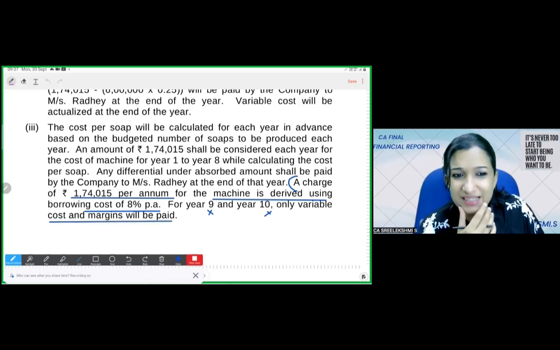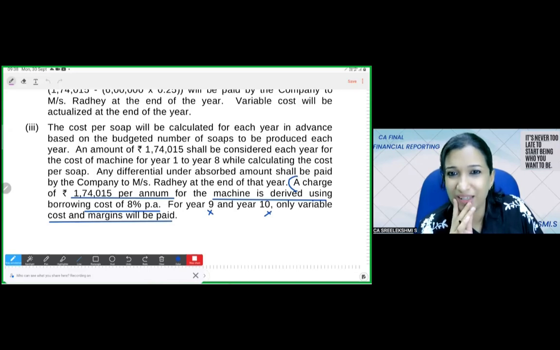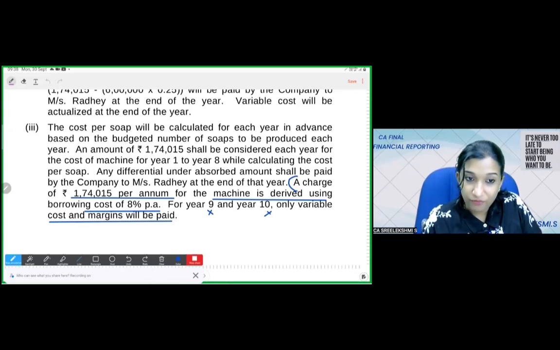Did you understand anything? What is given? It is very simple, okay? Did you get what it is? So what they're telling is... We don't know, let's calculate. Let's calculate.